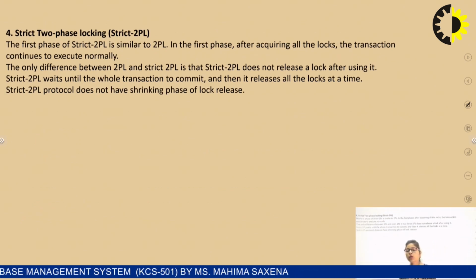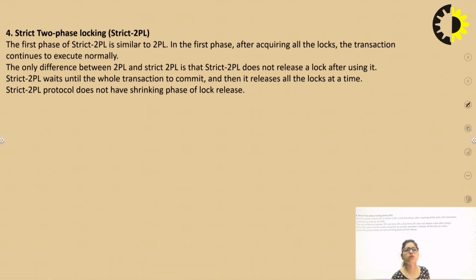Now, the last one is strict two-phase locking protocol. The first phase of strict 2PL is similar to 2PL. Basically, strict 2PL is like an upgraded version of 2PL. The first phase is similar in both 2PL and strict 2PL. In the first phase, after acquiring all the locks, the transaction continues to execute normally. The only difference between 2PL and strict 2PL is that strict 2PL does not release a lock after using it.